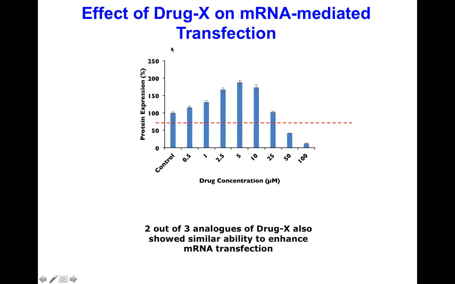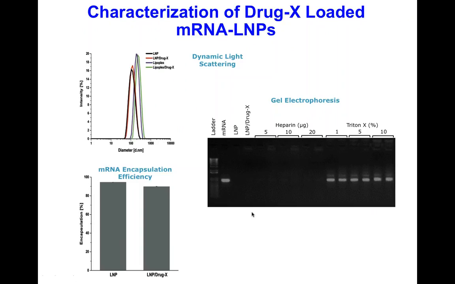So we found different drugs, and because of patenting reasons, I'll just say drug X here. We took different amounts of drug X and then transfected lipid nanoparticles. We see an increase in gene delivery. Two out of three analogs of drug X also showed a better transfection efficiency. What I like about bioactive lipids is that you can formulate them with LNPs very easily as compared to other molecules that might have difficulty with it, because it's a lipid-based platform.